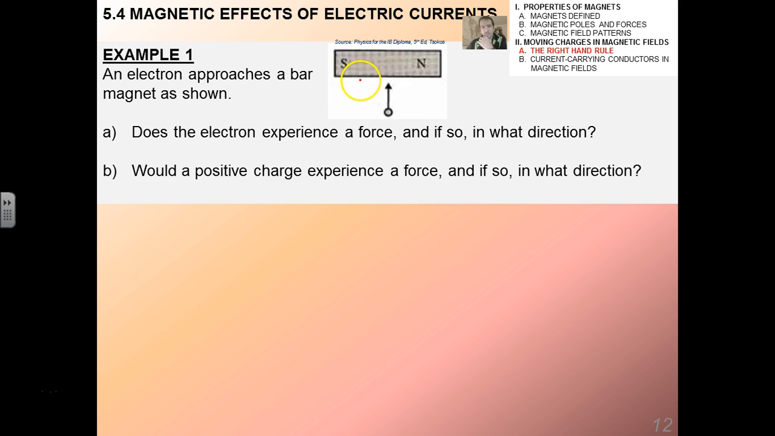And if so, in what direction? Well, you have to figure out in what direction the B field is in this case. Because the North Pole is over here and the South Pole is here, it makes sense that the B field goes like this, in this direction. So exactly where the electron is located, the B field is pointed to the left.